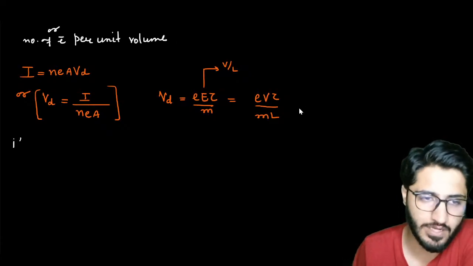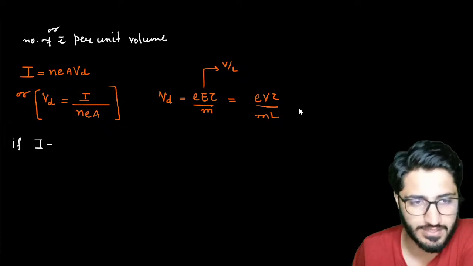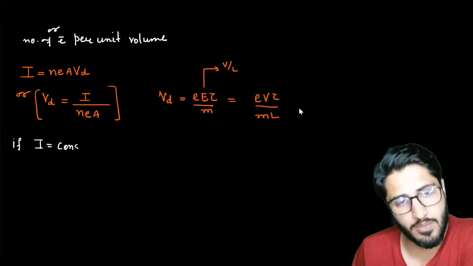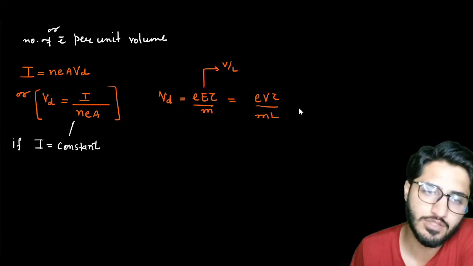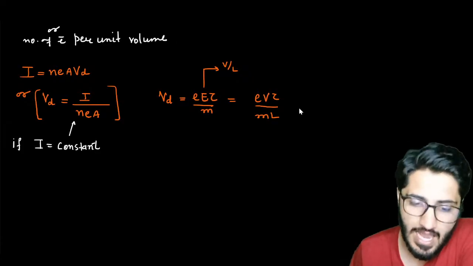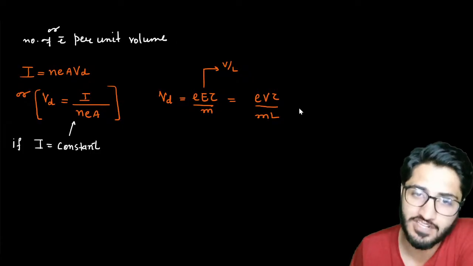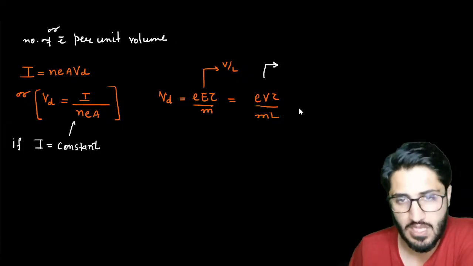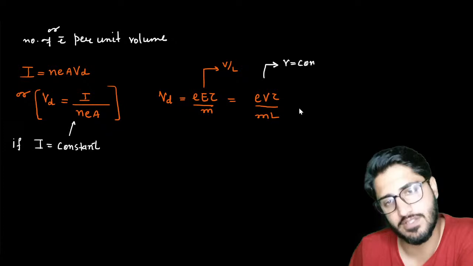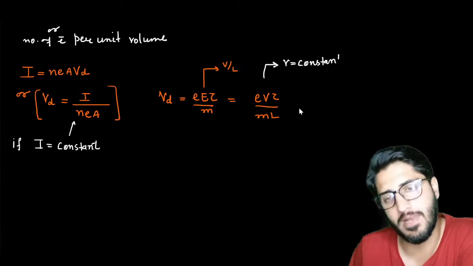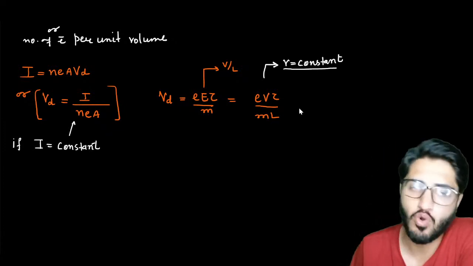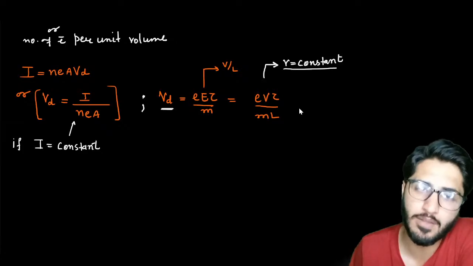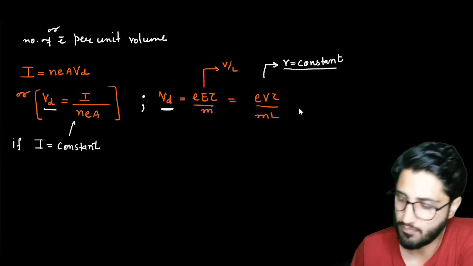Now, two formulas, two usages. If in your numerical your current is constant, you need to apply this formula. And if your potential difference is constant, if your V is constant, you need to apply this formula. Both formulas are used to get my potential difference.